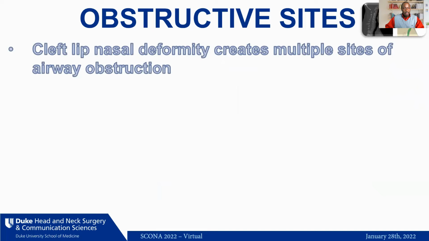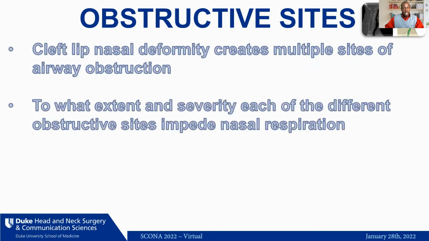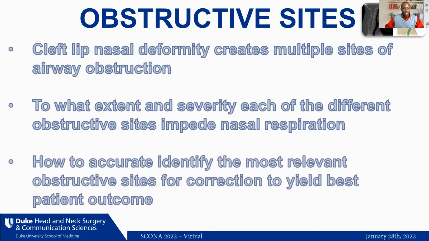In the case of cleft lip nasal deformity, we know that there are cleft-induced sites of obstructions covering multiple regions. It is not clear how each of the different sites of obstructions impede nasal respiration and the respective magnitude of nasal obstruction. The question is, can we objectively identify the most relevant obstructive sites for surgical corrections that will result in the best patient outcome?